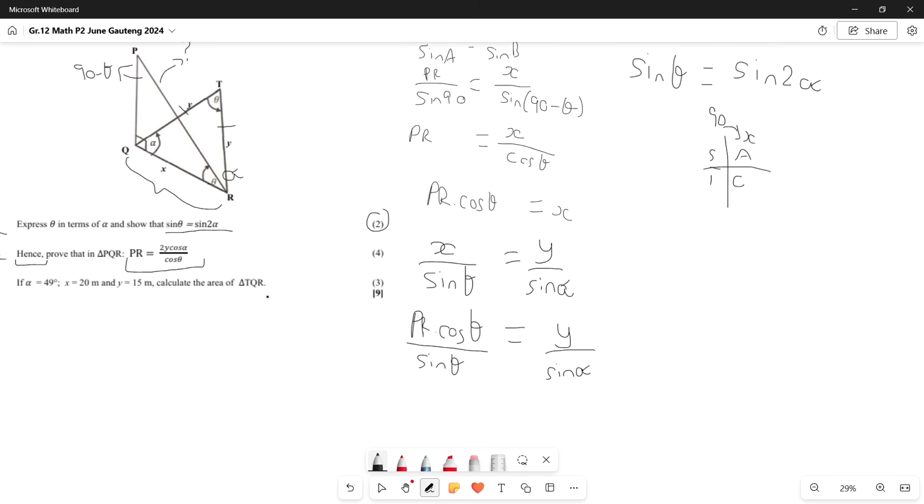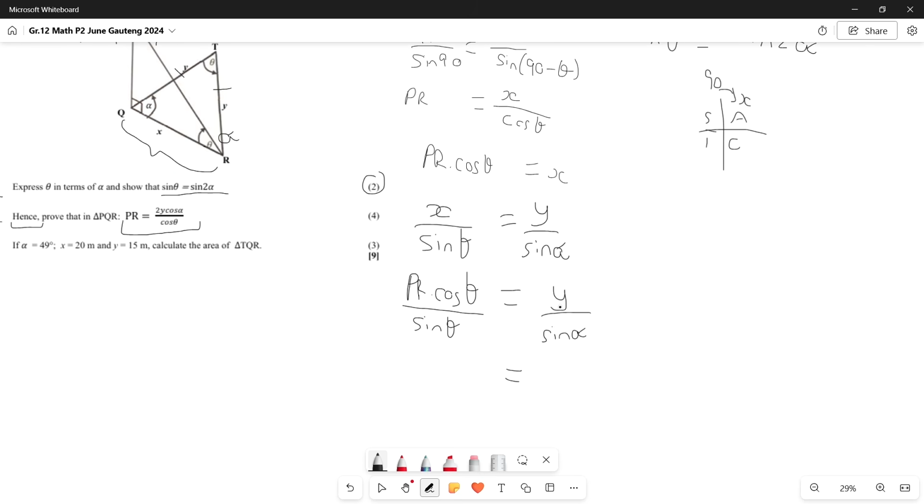And now what we need to do is isolate PR so that PR is by itself and everything else is on the other side of our equal sign, which means we can cross multiply our sine theta up top with the y over there.